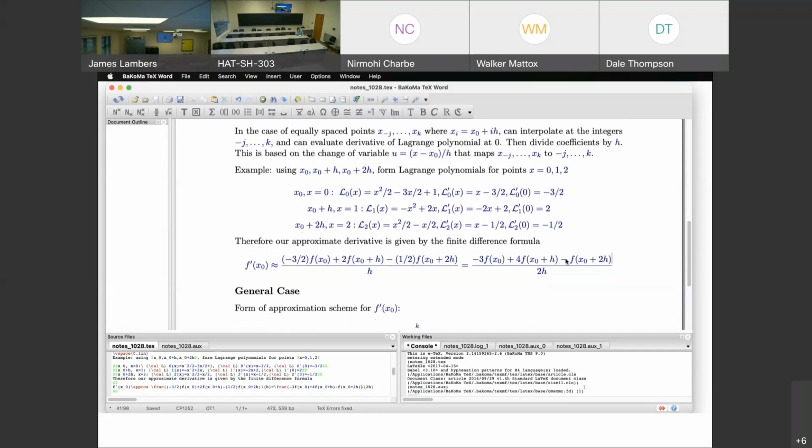The question is about how Lagrange polynomials were used to obtain this formula. The derivative is always done at x naught. Yes. So you want a derivative at a certain point, and the other points you're using here are described relative to that point. There's some spacing, a multiple of h away.